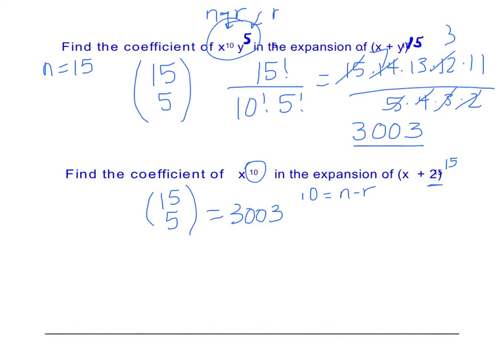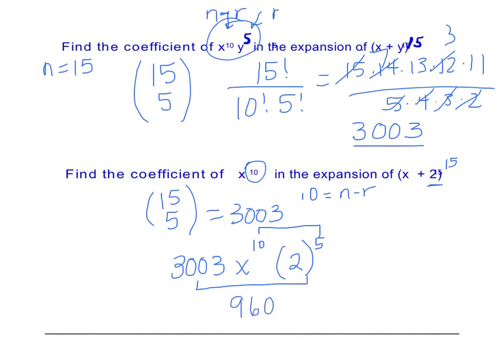Okay, but the other thing I need to know then, 3,003, x to the 10th, and then this number 2 to the what? Well, remember that these two have to add up to 15, so this is 2 to the 5th. So what I really need is 3,003 times 2 to the 5th, which is 32, which is 96,096. I know, brilliant. You just can't understand how I can do that without a calculator.